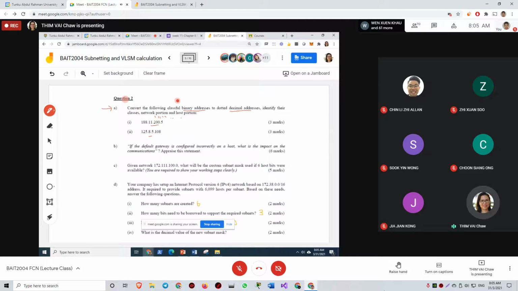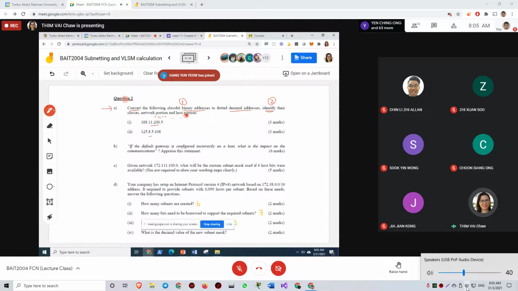Okay. By right, here is one thing. Because here it says convert and here it says identify, it means he has two things he needs to do. But it looks like he already gave you a decimal number, so there is no point to convert it to decimal format because it is already in decimal format. Anyhow, we focus back to here: identify their class, network portion, and also the host portion.